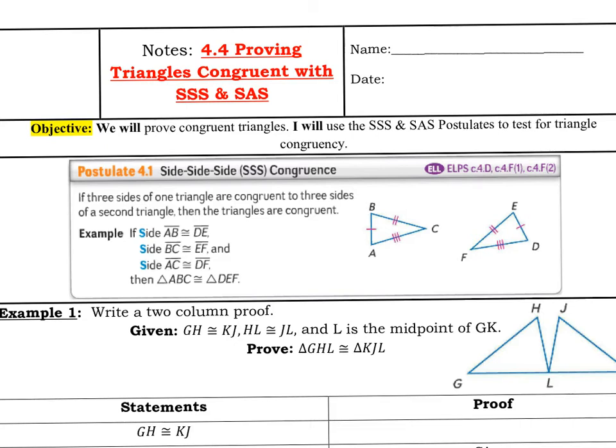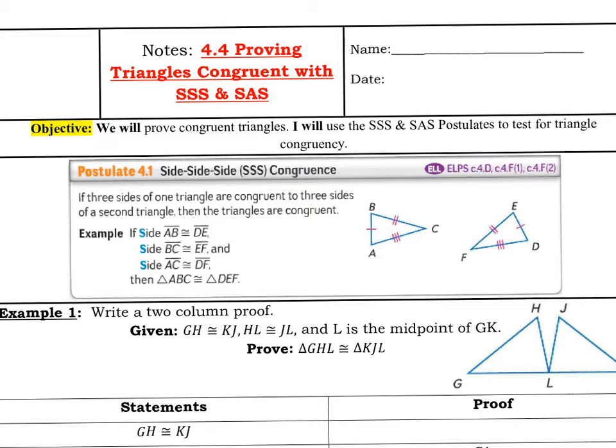Hey everybody, welcome to Chapter 4, Section 4, Proving Triangles Congruent with SSS and SAS. That stands for side, side, side, and side, angle, side. So basically in the previous video, we used the corresponding parts of congruent triangles are congruent. So we looked at every single part of the triangle and we were like, yeah, all these sides are congruent, all the angles are congruent, so therefore the triangles are congruent.